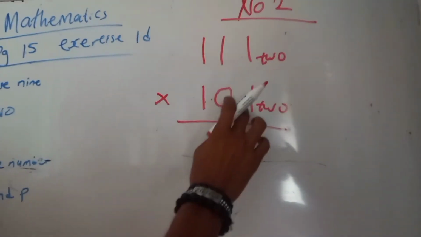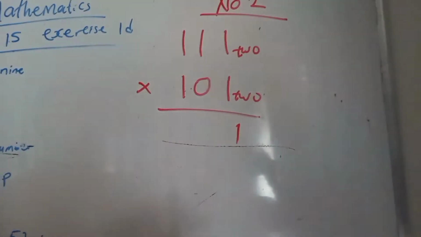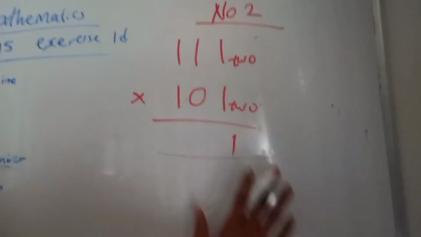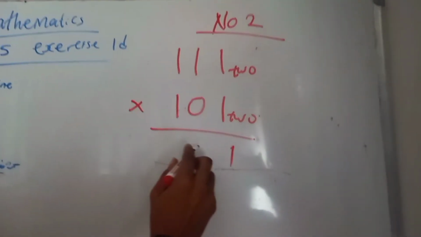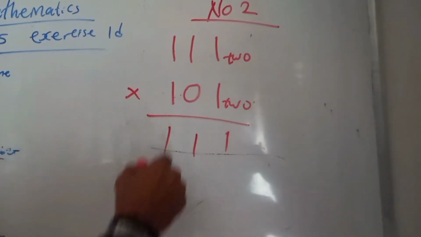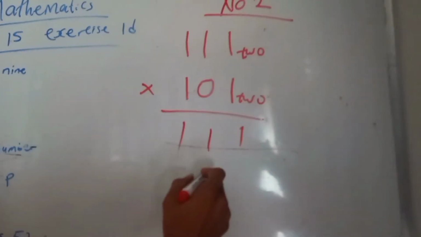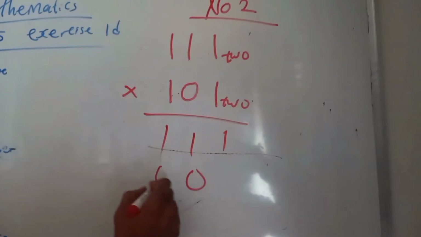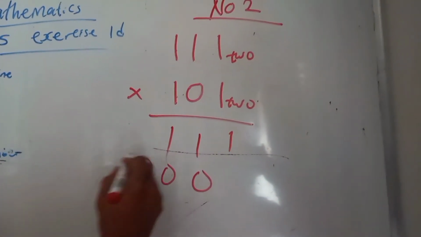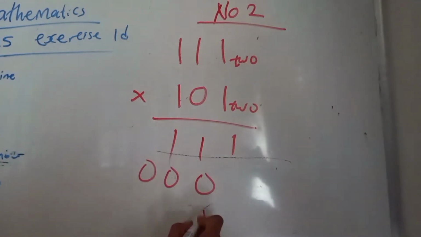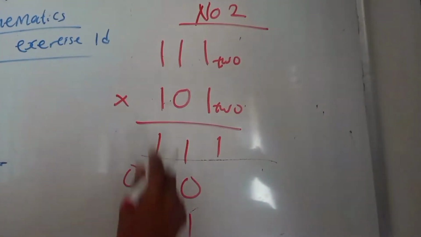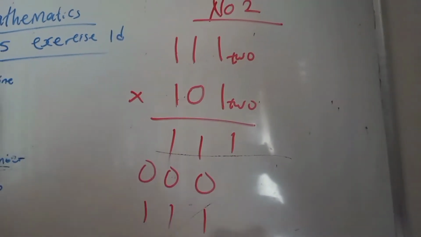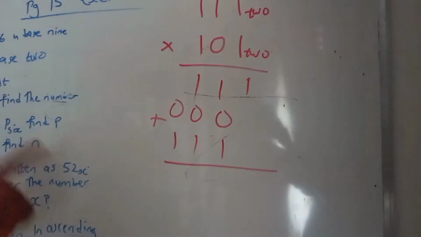So 1 times 1 is what? Is 1. Go on with your normal multiplication. 1 times 1 is 1. 1 times 1 is 1. 0 times 1 is 0. 0 times 1 is 0. 0 times 1 is 0. 1 times 1 is 1. 1 times 1 is 1. 1 times 1 is 1. Now we do what? We add.